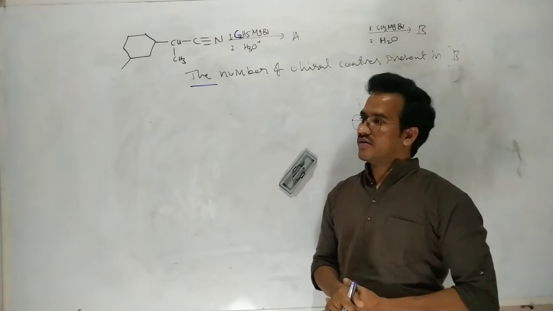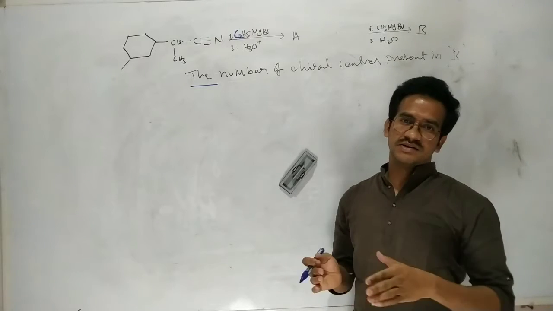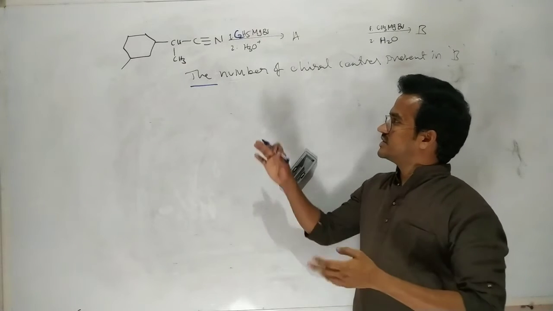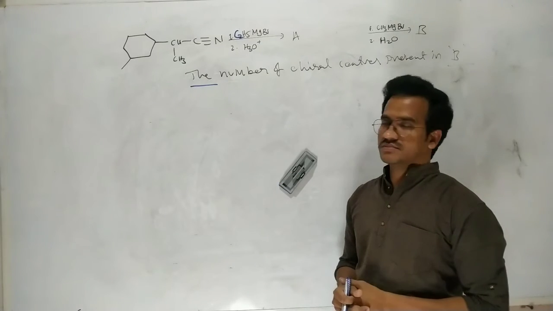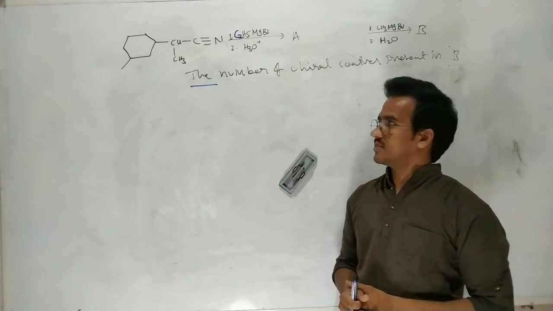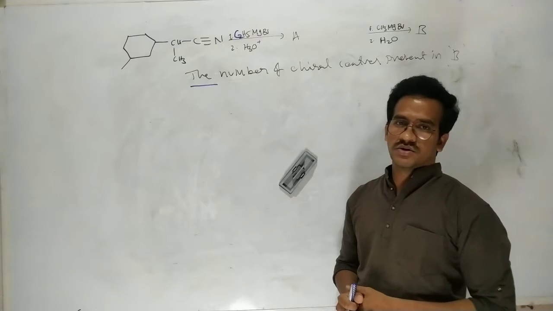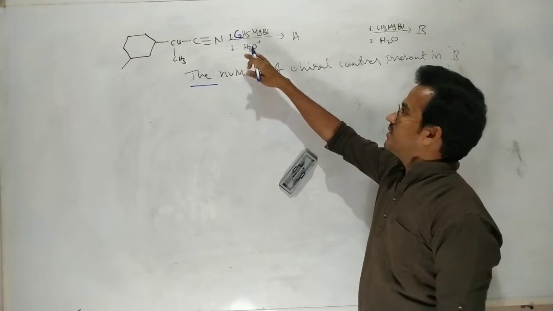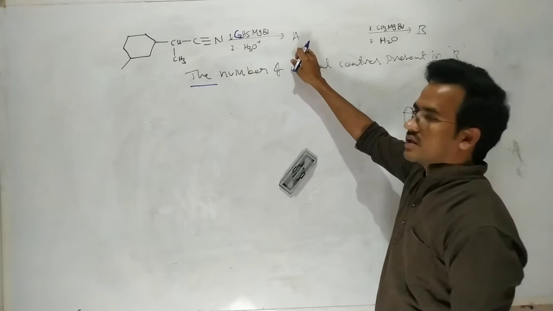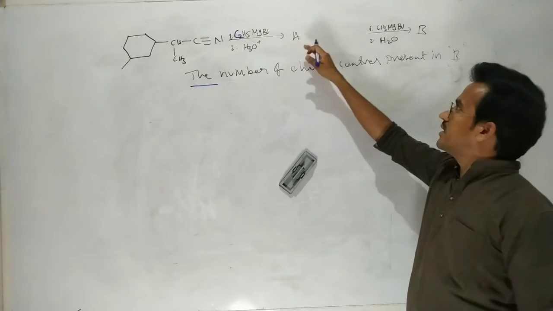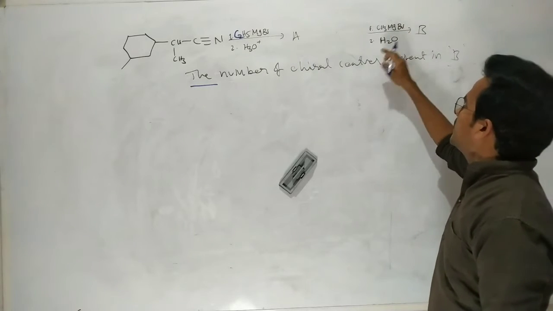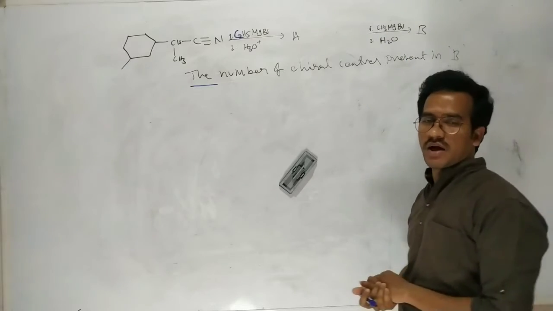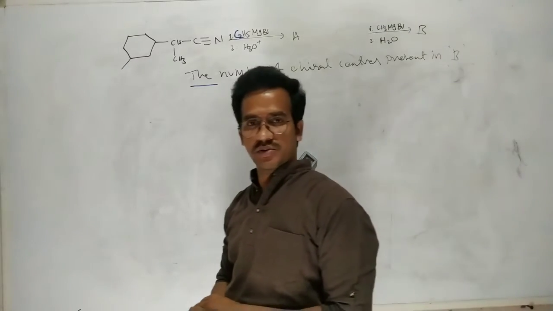So in this video I will discuss the reaction of the cyanide with the Grignard reagent. Of course, it is a previous question, the last year, 2020 September JEE Main question. Here this cyanide on reaction with ethyl magnesium bromide followed by hydrolysis gives product A, and this product A on reaction with methyl magnesium bromide followed by hydrolysis gives a product B. The question is the number of chiral carbons in the product B.